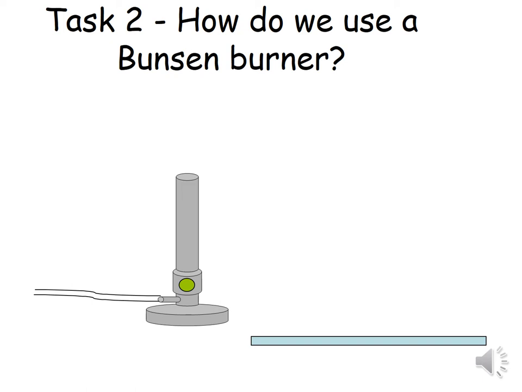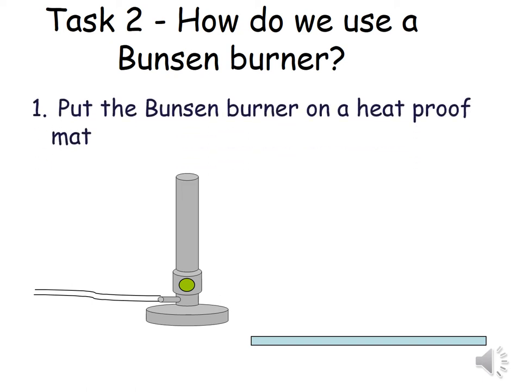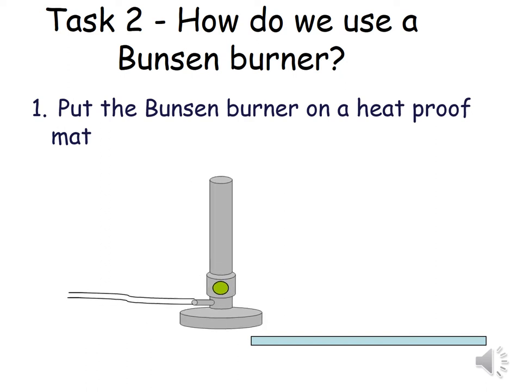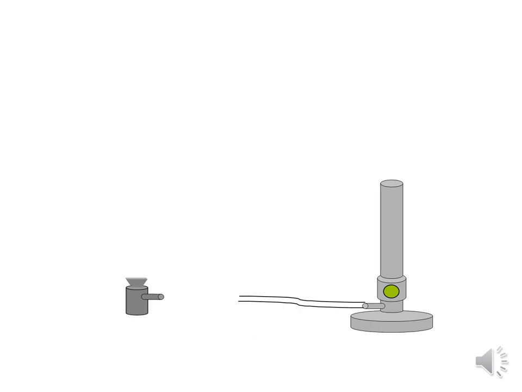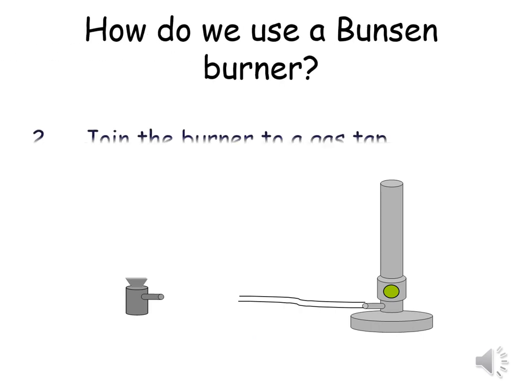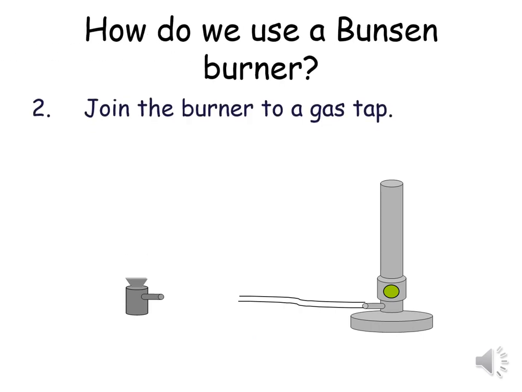So let's look at the first step in setting up a Bunsen burner. The first step is that we must put our Bunsen burner onto a heatproof mat. Our second step is that we would then join our Bunsen burner to a gas tap.